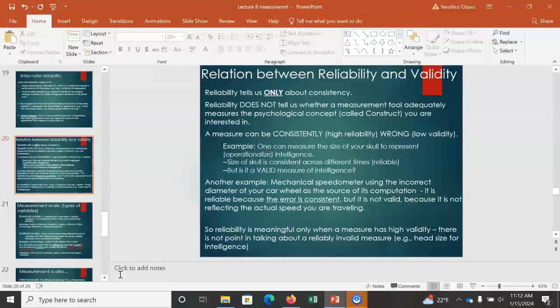Okay, so what about the other side? Whether or not high validity means reliability, that's a very complicated question. And pursuing this question requires you to take more specialized courses at the graduate level. So I'm not going to get into that issue.